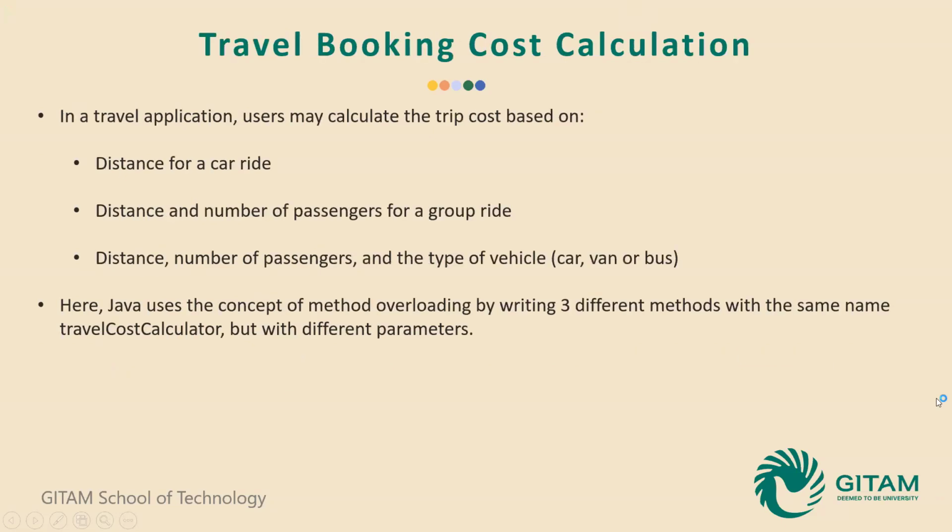parameters. In the second example also, we need to calculate the cost based on distance, based on distance and number of passengers, based on distance, number of passengers and vehicle type. Here also Java uses the concept of method overloading by writing three different methods with the same name travel cost calculator but with different parameters.